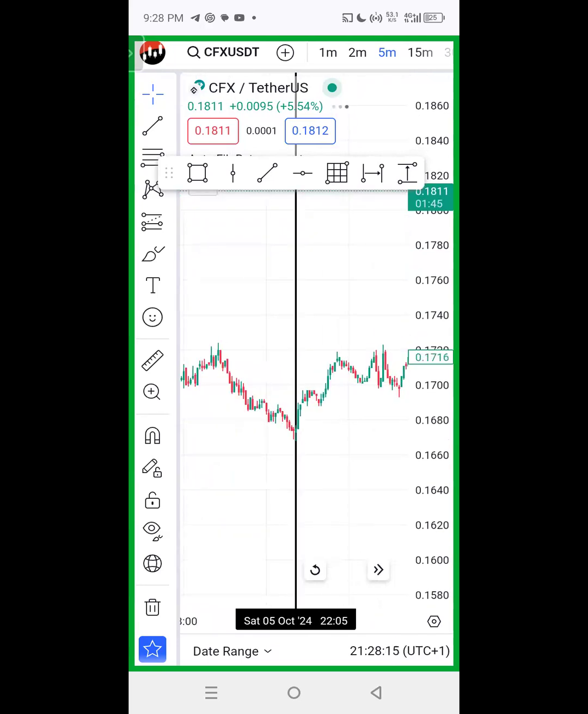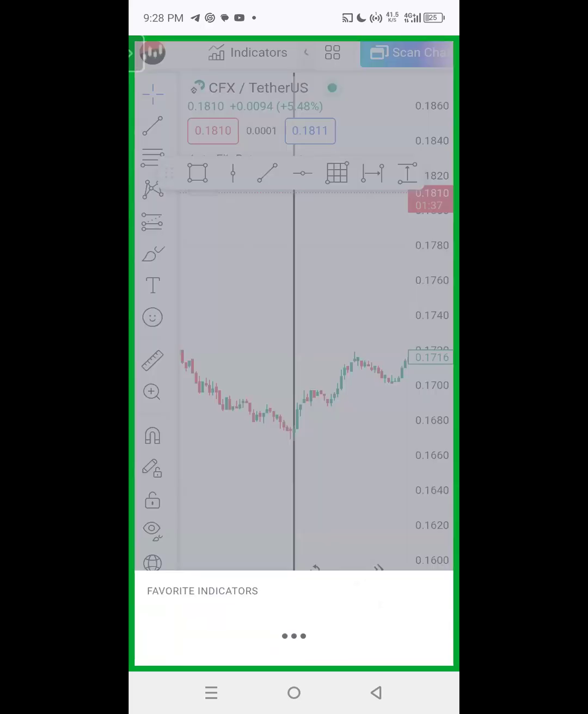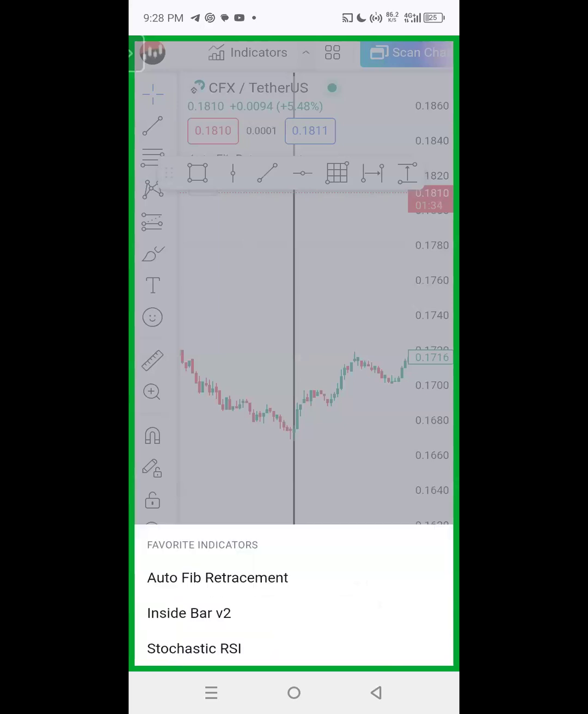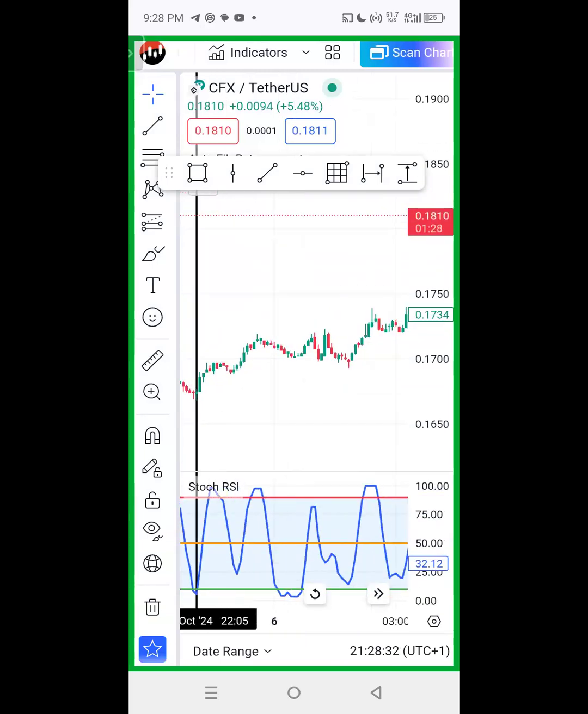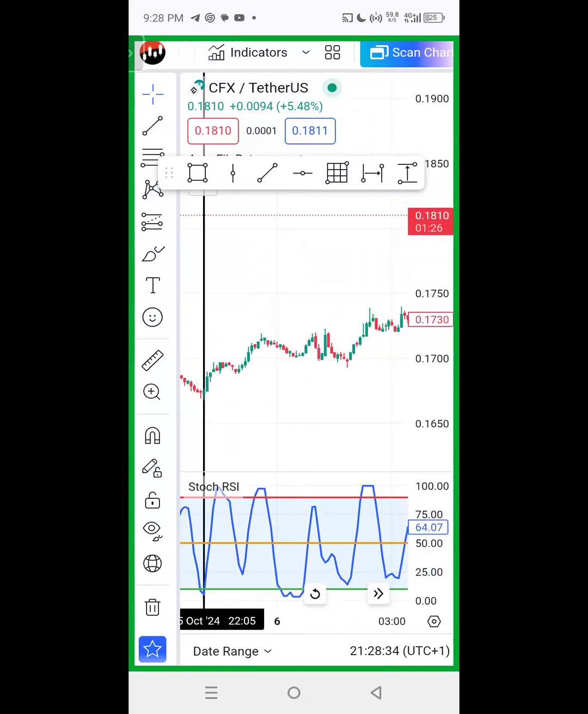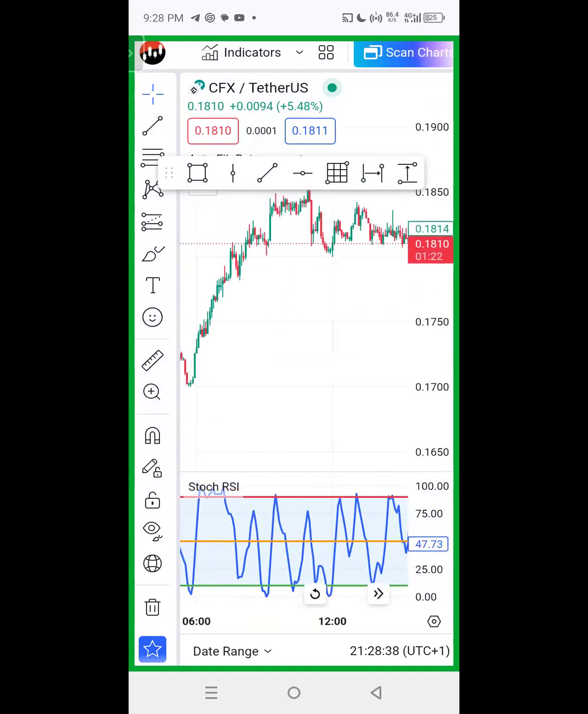And let's see if it actually works. Let's see. I'm bringing the stochastic RSI. Now, let's see. It works. Let me use my bar replay.